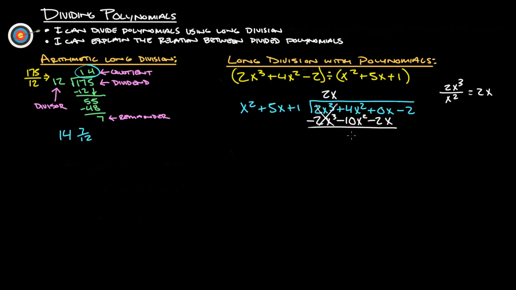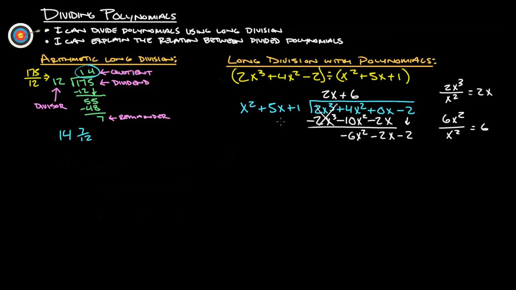4x squared minus 10x squared is negative 6x squared. And then 0x minus 2x is minus 2x. And then we're going to bring our negative 2 down there, right? And now we do the same thing. We say, okay, we're going to now take our 6x squared and divide it by x squared, and we get 6 left. So we got 2x plus 6.